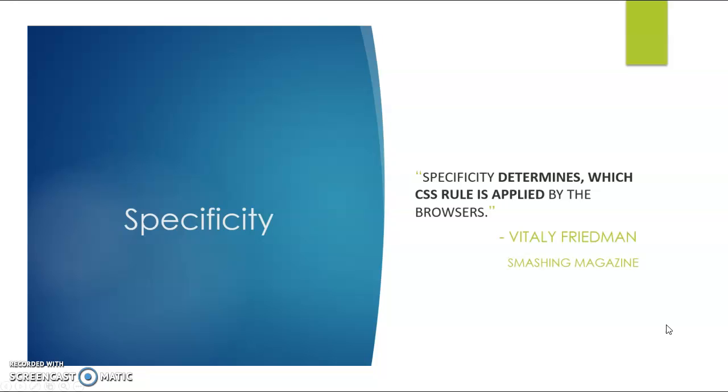So specificity determines which CSS rule is applied by the browsers. That was the simplest definition I found that helped me to understand it, and that was by Vitaly Friedman.